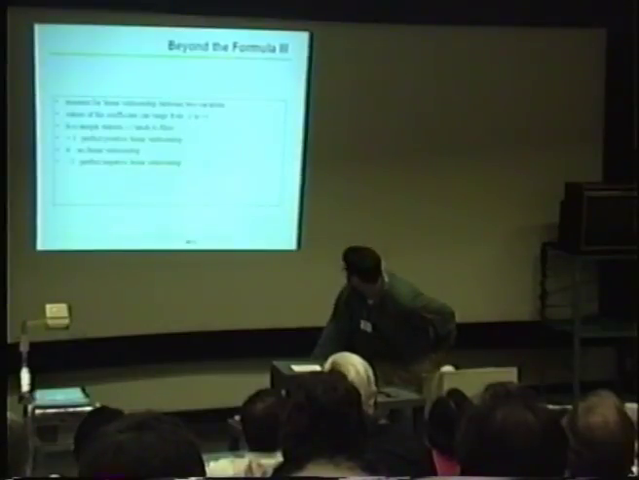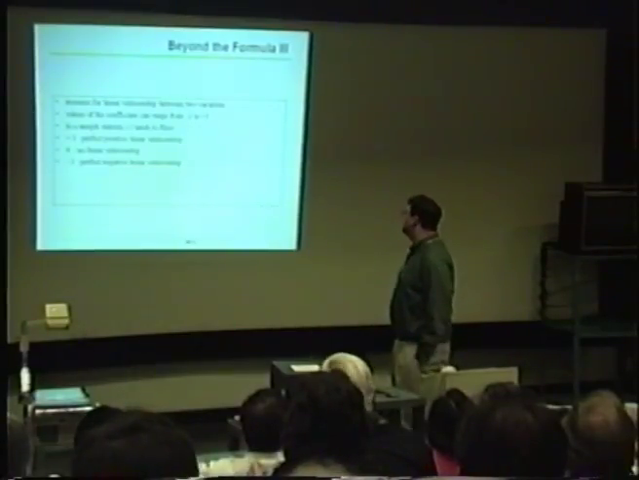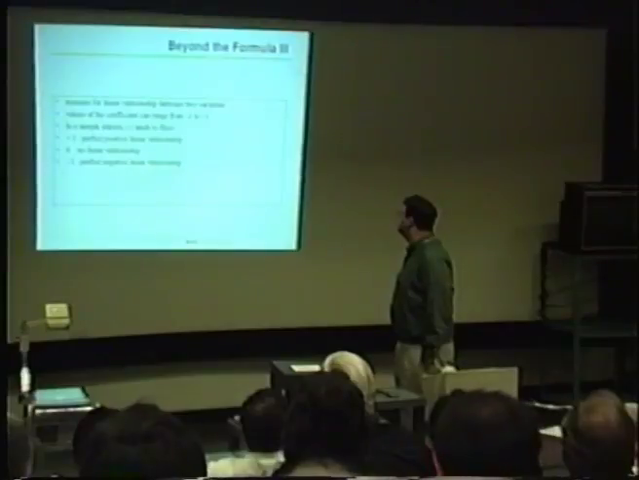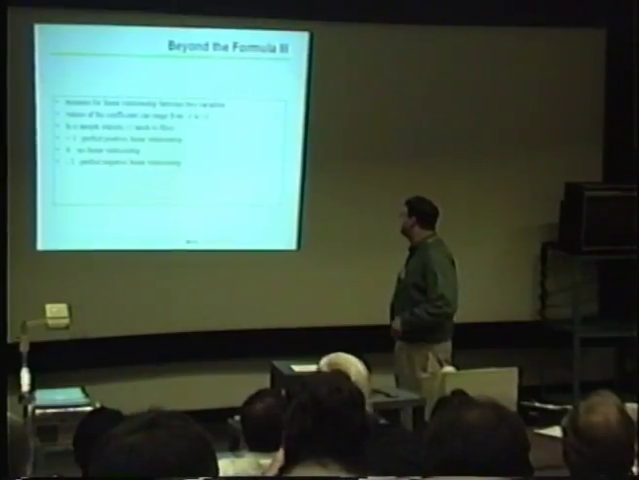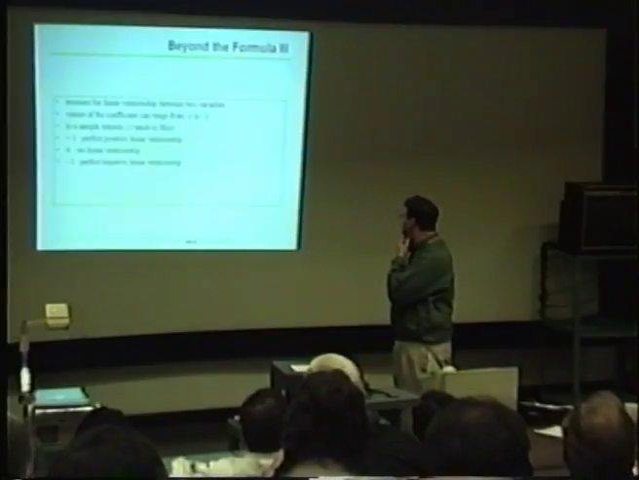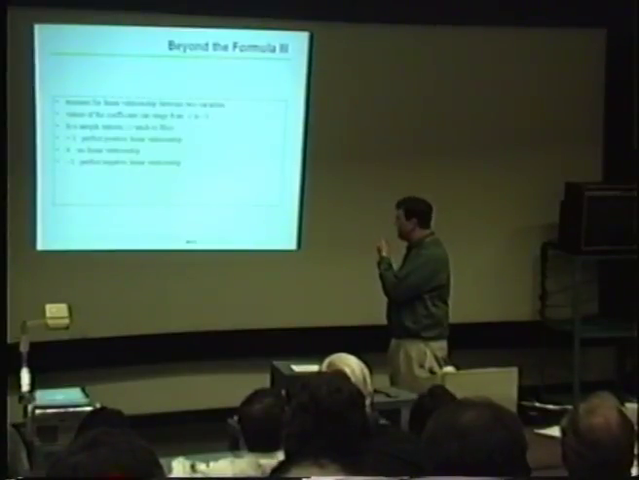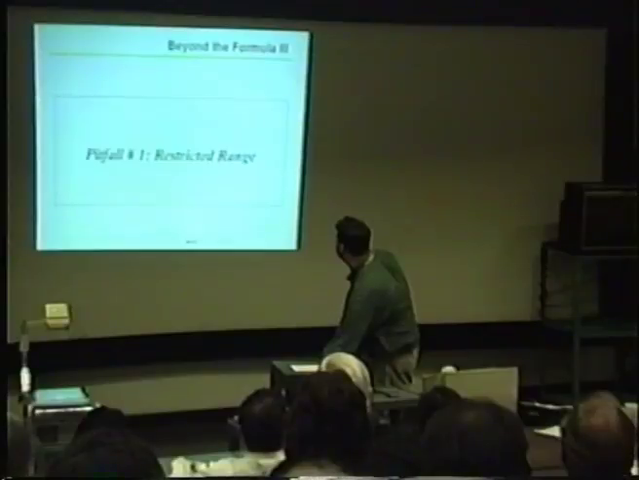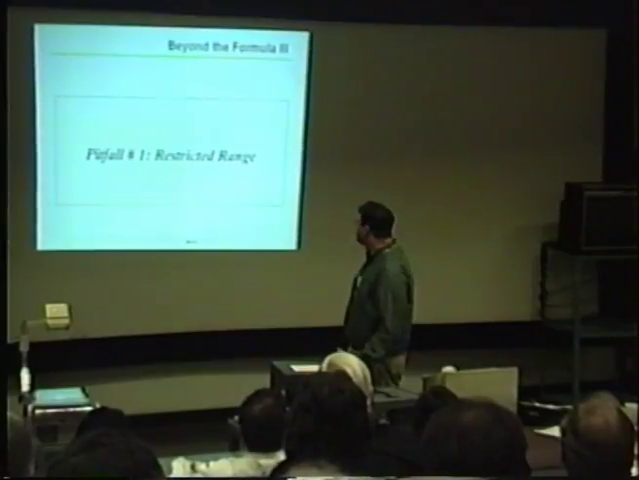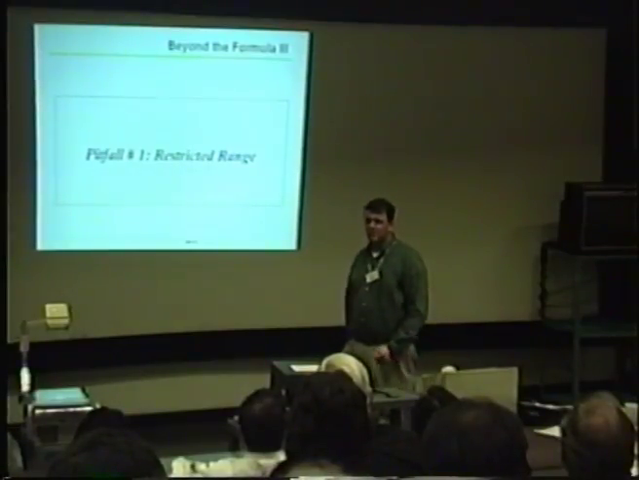What is it? I'm sure everyone knows it's a measure of linear relationship, and it's a sample statistic where R tends to a population value of rho. I'd like to talk next about some of the pitfalls of using the correlation coefficient.